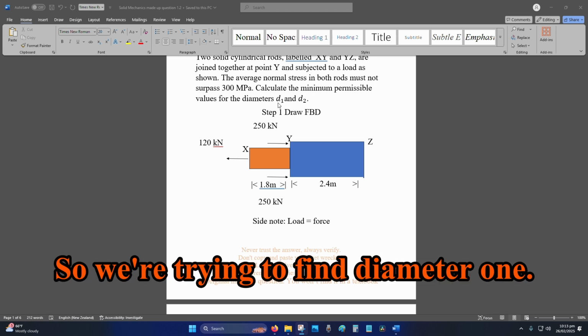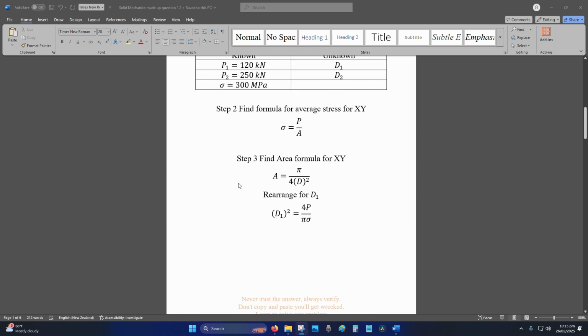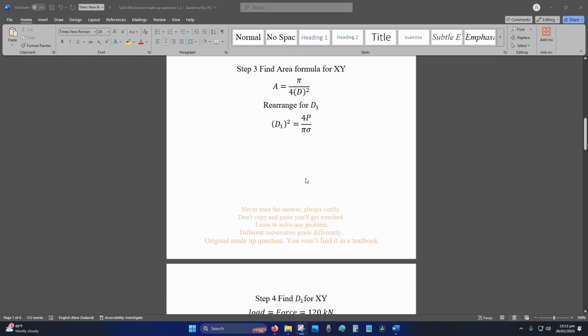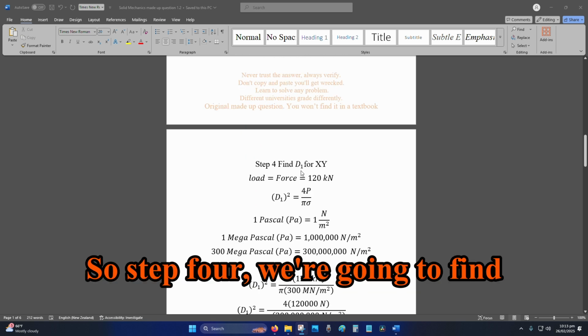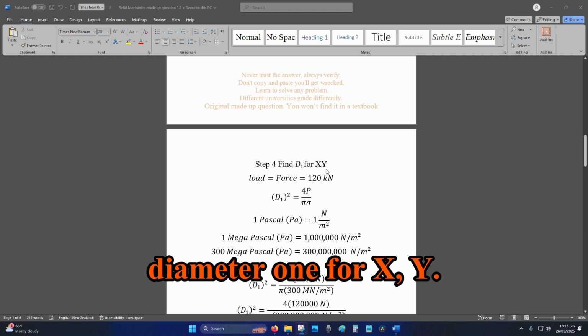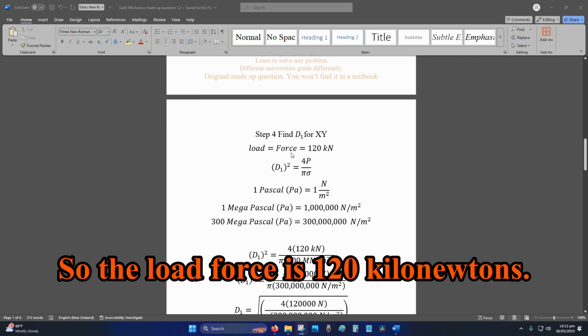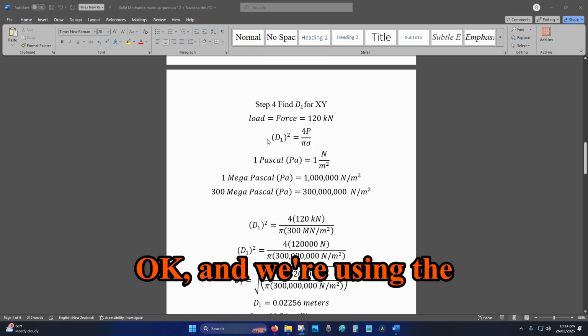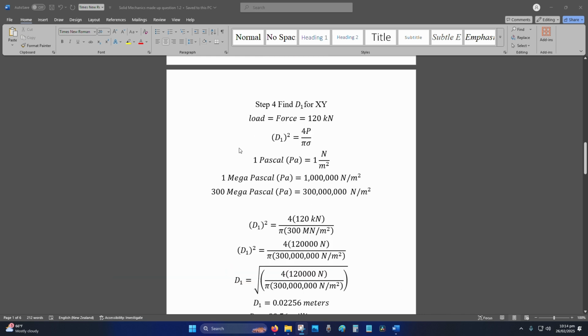So we're trying to find diameter 1. Okay, and sigma is 300 MPa. So step 4, we're going to find diameter 1 for XY. So the load force is 120 kilonewtons. Okay, and we're using the formula that we just found.